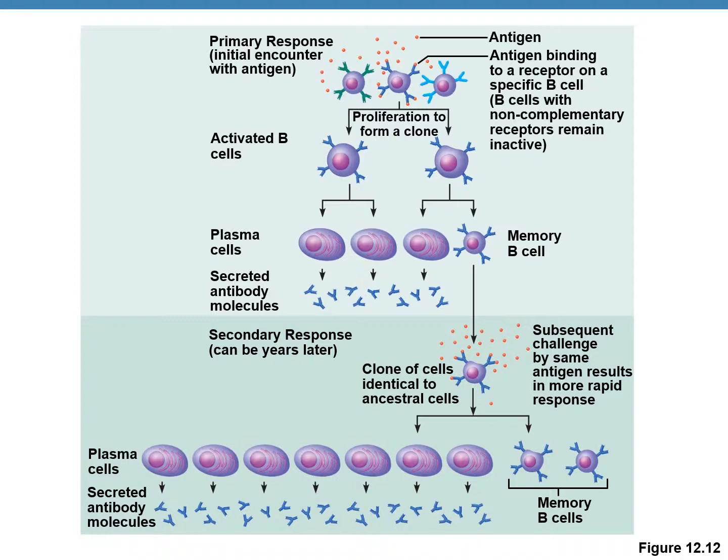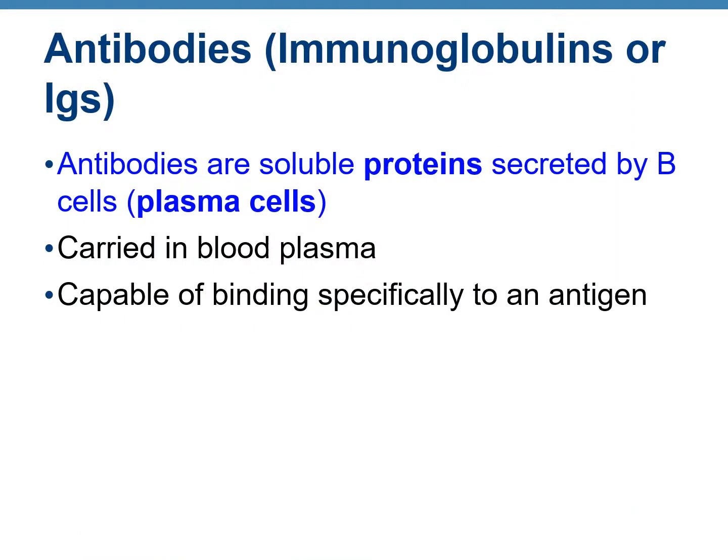This figure illustrates the antibody mediated response. Antibodies are known as immunoglobulins, or in short we write it as capital I small g small s, Igs. These are soluble proteins which are secreted by the plasma cells, which are a kind of B cells, and the antibodies circulate in blood plasma. They act by binding to specific antigens.